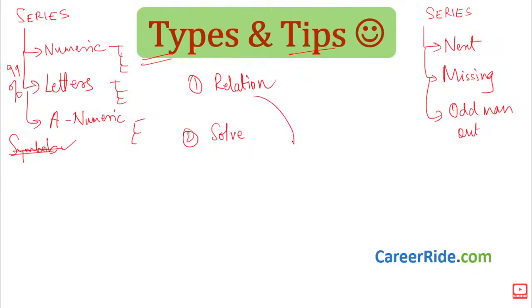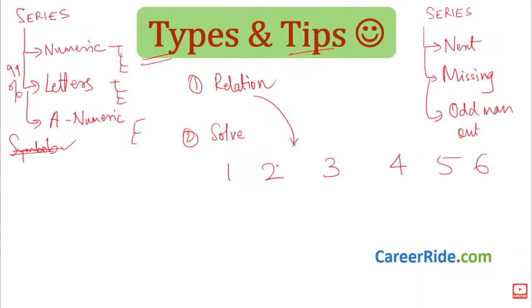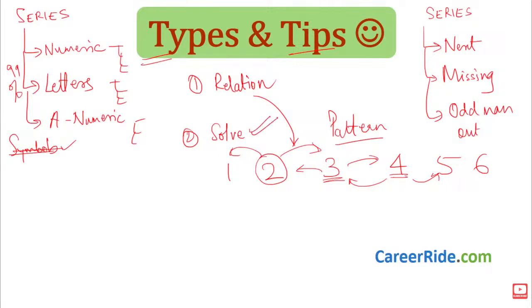Now, how to find a relation, or what kind of relation we should search. Whenever we are talking about finding a relation, let us assume that this is a series: 3, 4, 5, 6. Now, if we take this element, we have to find its relation with the previous element and the next element. Then if you move on to this element, find the relation between the previous element and next element. If we move on to this element, find the relation between the previous element and next element. Then you'll get a pattern. This pattern is what we need.